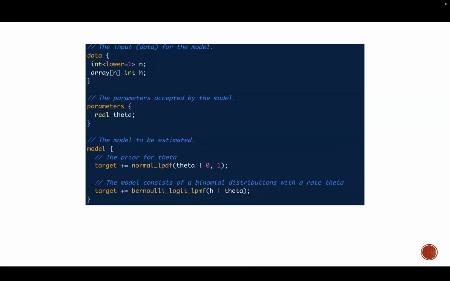And then instead of having a beta or a uniform distribution here, you can just have a normal prior for the theta with a mean of 0 and a standard deviation of 1.